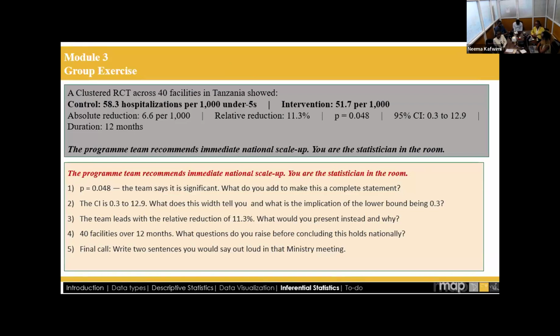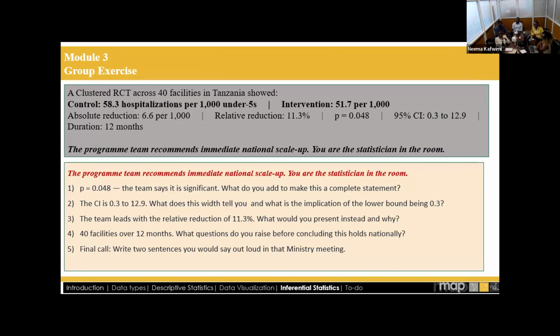So back to our exercise. This was supposed to be a take-home exercise, but I'm going to pass through it, and then I will leave it to you to discuss, and then you'll give me the right answers as Neema will tell you before Friday. So a program team recommends immediate national scale-up.